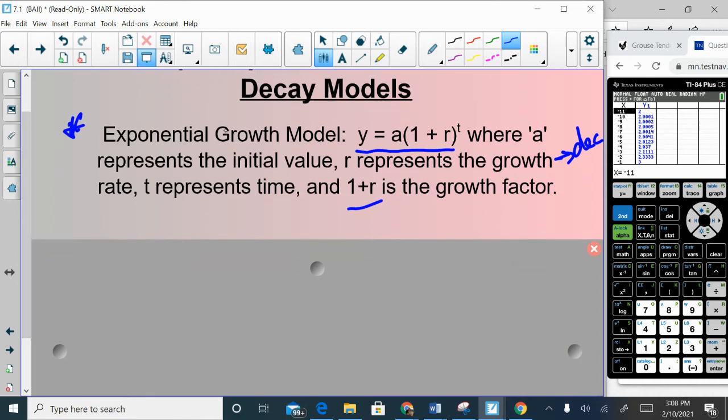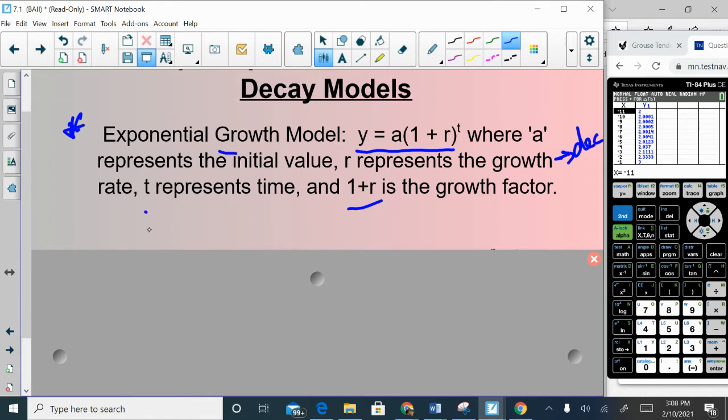Now, all of that is true for the exponential growth model. We're going to use that here in a second. There's also something called the exponential decay model, though. Instead of it being 1 plus r, it's going to be y is equal to a times 1 minus r to the t power.